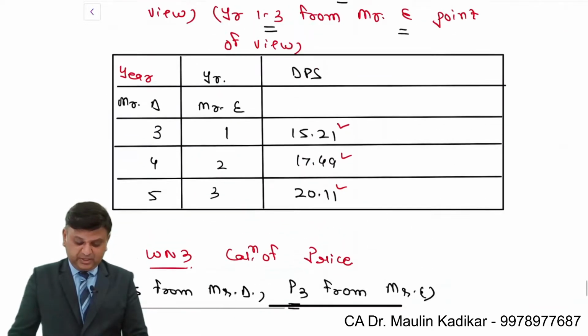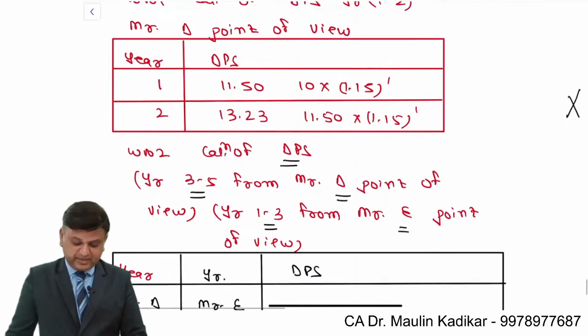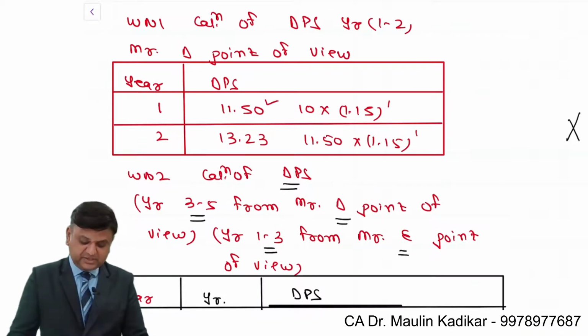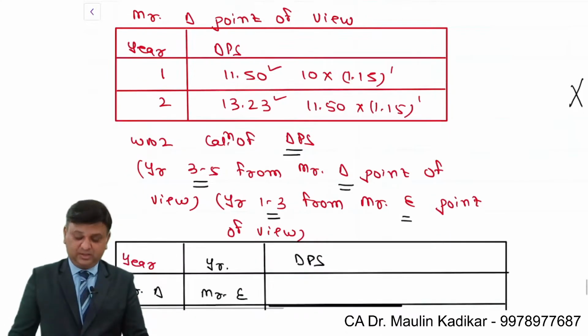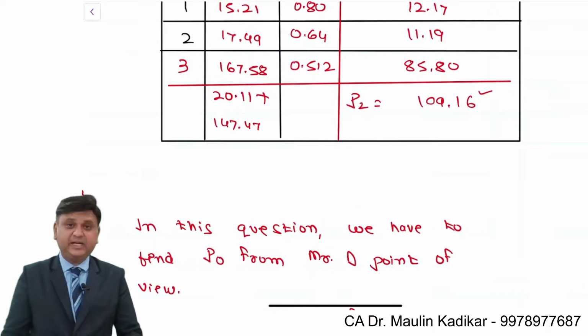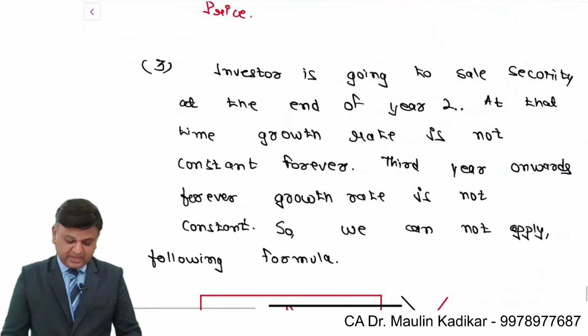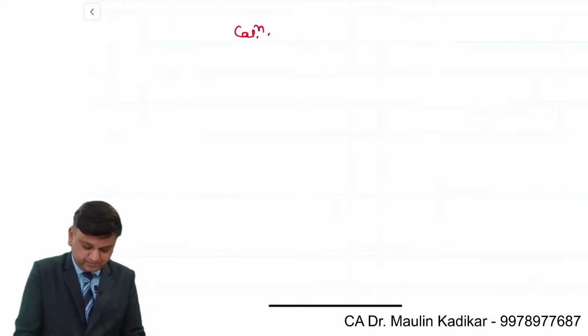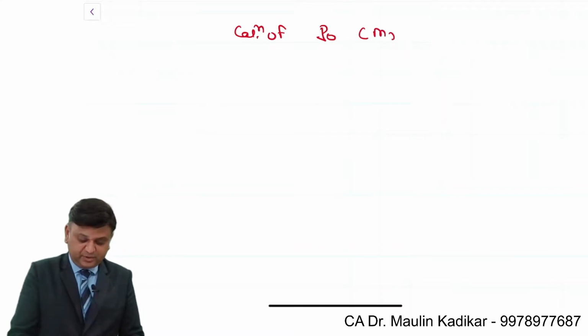Now understand carefully that Mr. D is purchasing the security today. He will receive 11.5 in the first year, 13.23 in the second year, and at the end of the second year he will receive 109.16. Based on that, we will make the calculation of P0. In brackets I am writing from Mr. D point of view.